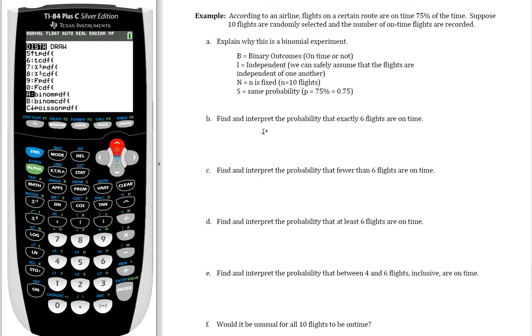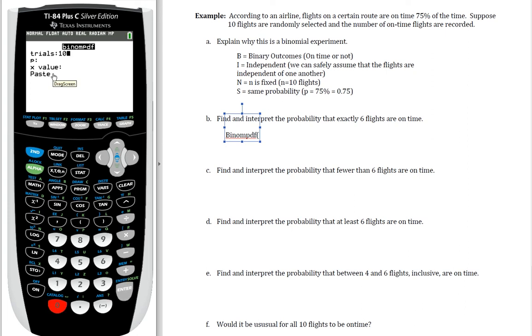In this circumstance, we have to find and interpret the probability that exactly 6 flights are on time. That's our key. Because we have exactly 6 flights, we're going to use binompdf. I'm going to start typing this in as we go. When I run binompdf, it should ask us for 3 prompts. If it doesn't have the prompts for the wizard, then you just need to put the values in the correct order, and when we paste this, you'll see it with commas. It'll ask us for trials, which is n, p, which is the probability, and x, which is the number of successes. So n, p, x.